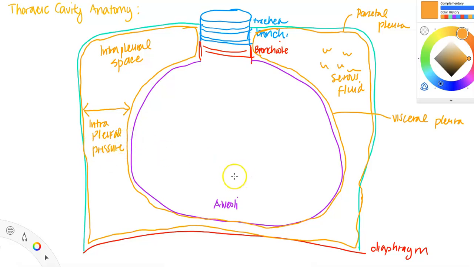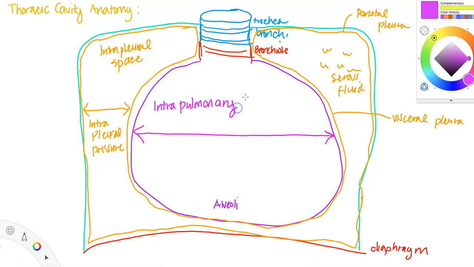Okay. In the alveoli, or in the lung, there is also a pressure. So the pressure exerted on these walls is called intrapulmonary pressure. You can also call it alveolar pressure.